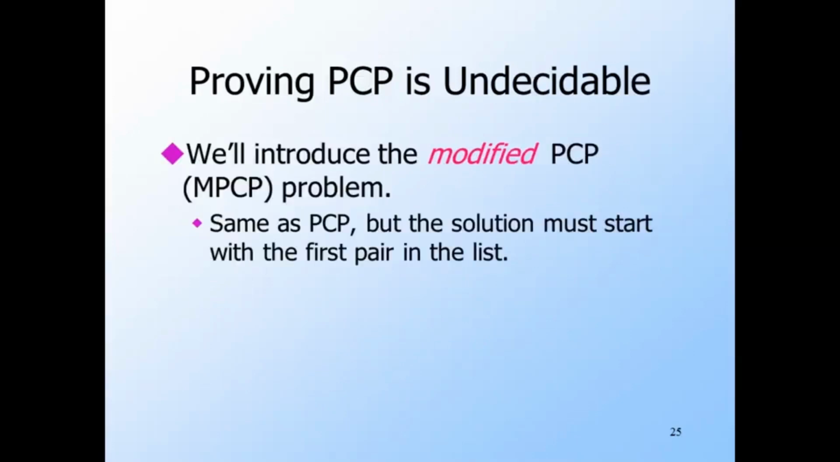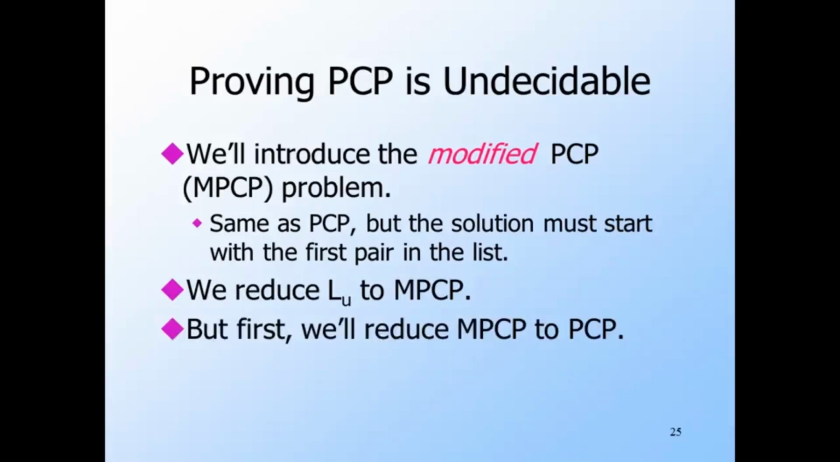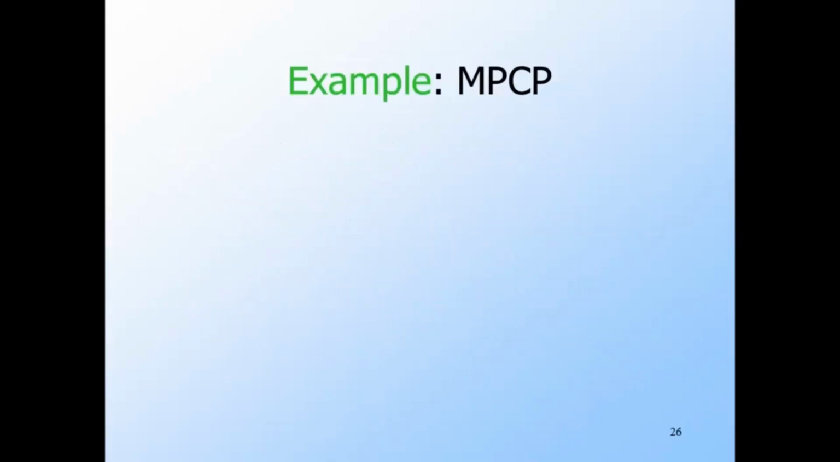We're going to start by introducing a modified version of the problem called MPCP, or the modified post-correspondence problem. The modification is that a solution to MPCP must begin with the first pair, but otherwise the modified and original PCP problems are the same. We'll show how to reduce L sub u, the universal Turing machine language, to MPCP, and then we'll show how to reduce MPCP to PCP. In fact, this part is easier, so we'll do it first.